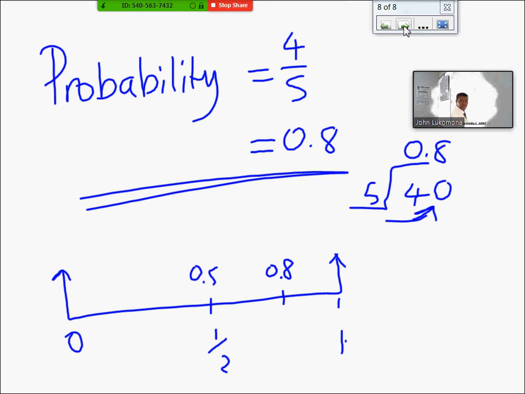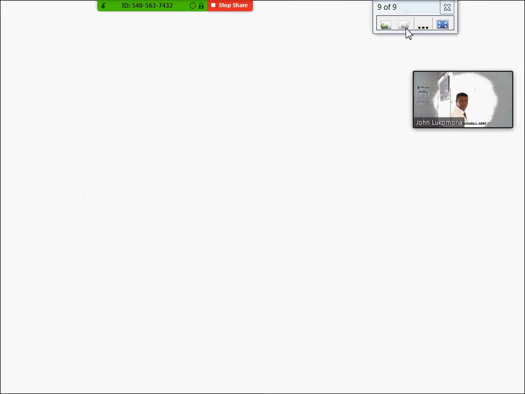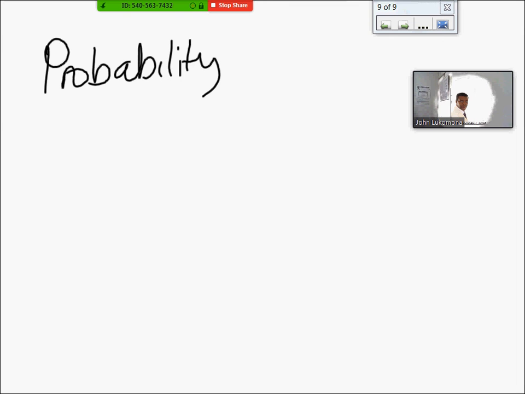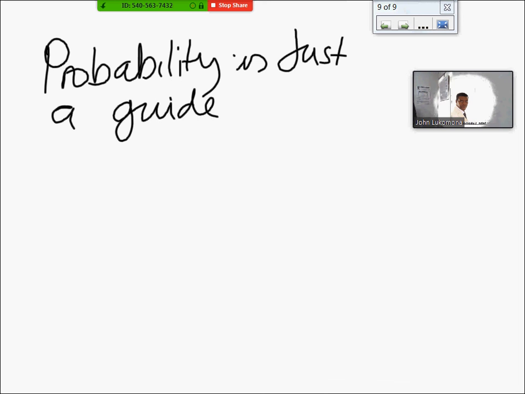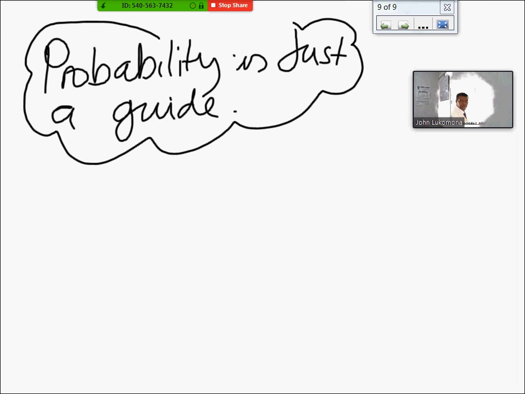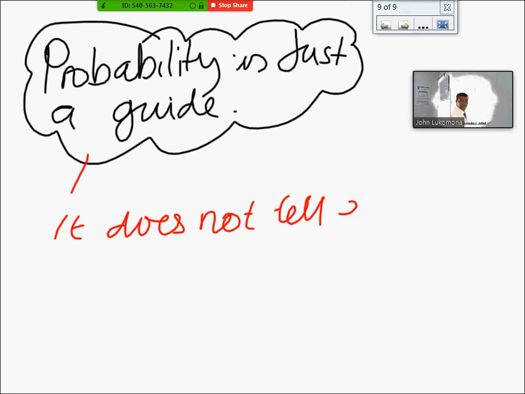Before I give an example, I just want to emphasize this point. Probability is simply a guide, okay? Probability is just a guide. It does not tell us exactly what will happen. It's just a simple guide, okay? So a guide helps people to plan, okay? Like the weather, it does not tell us exactly what will happen.